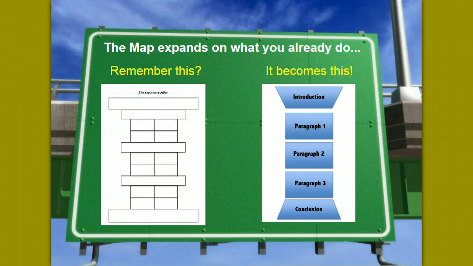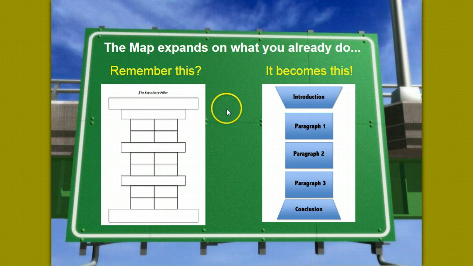Now, you're already familiar with something similar to this. In the lower grades, you used the pillar. That's this thing over here. The pillar shows you an entire essay in one spot. Compare that over here to what the map looks like. Same basic structure. You've got this thing, and it comes down, and then it widens out. So it should be very familiar to you. We're just going to build on it.